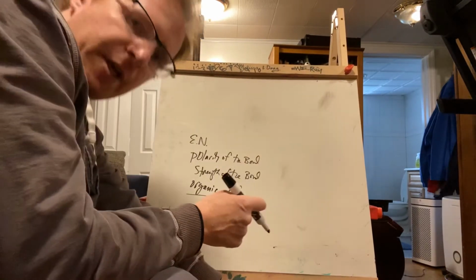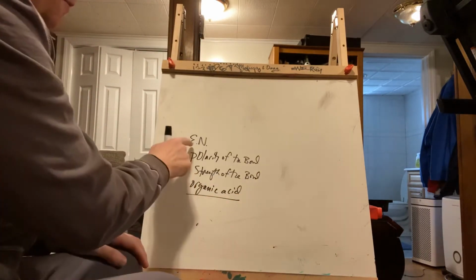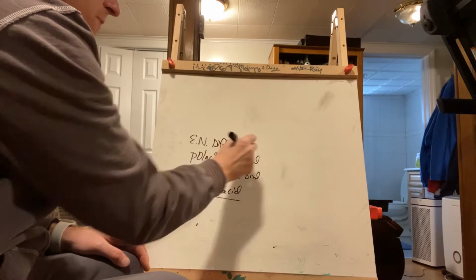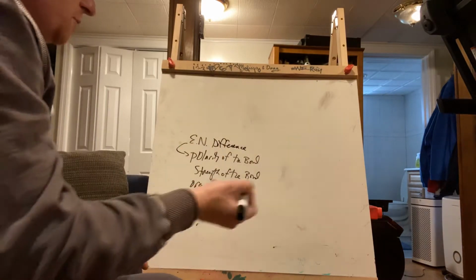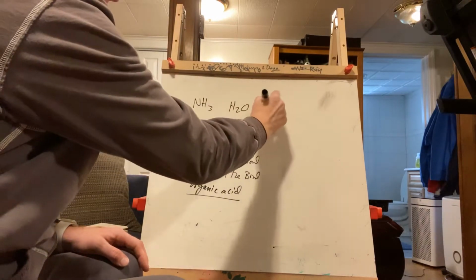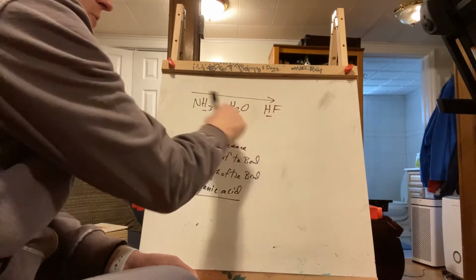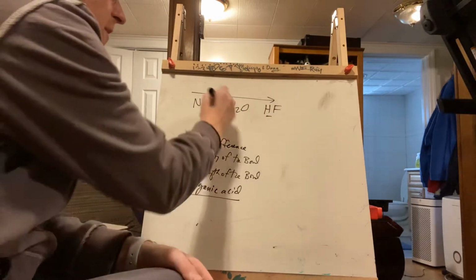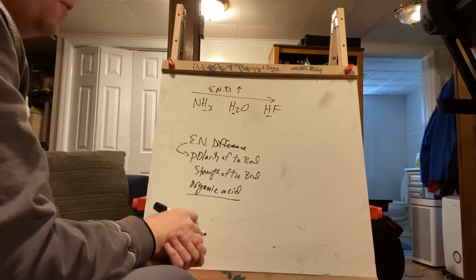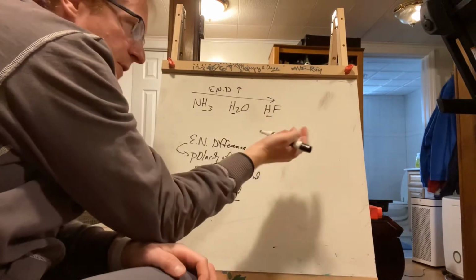When they talk about electronegativity, we're usually talking about going across a period. Increasing the difference in electronegativity increases the polarity of the bond. If you went across and did NH3, H2O, HF, looking at the H's attached to these three things, you would see that the electronegativity difference increases, and therefore the strength of the acid increases, even though HF is considered a weak acid.